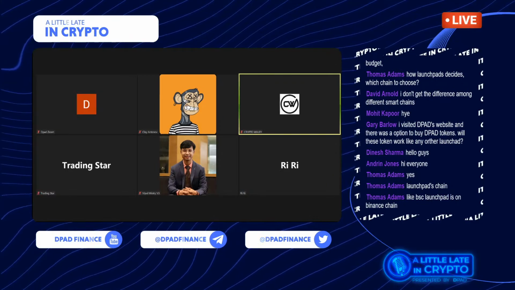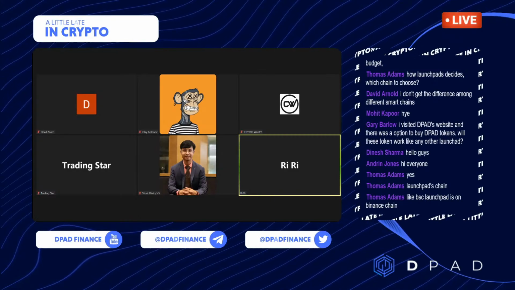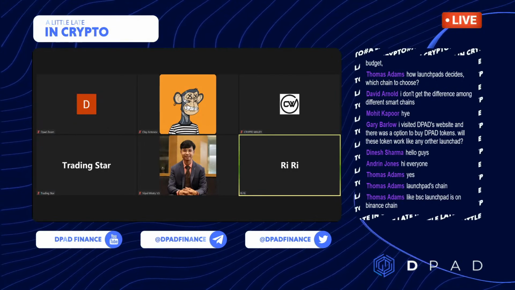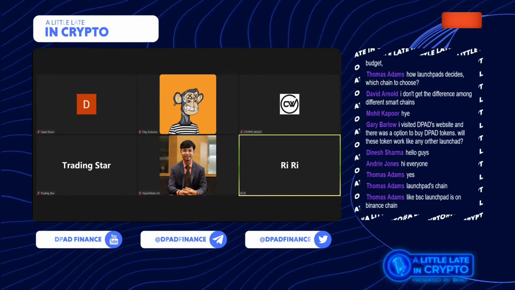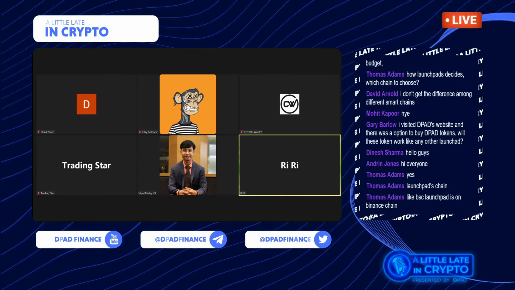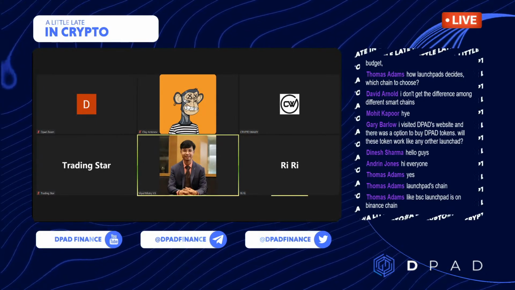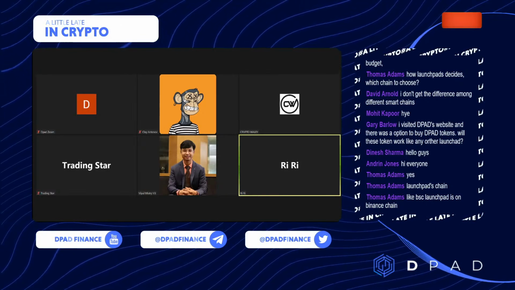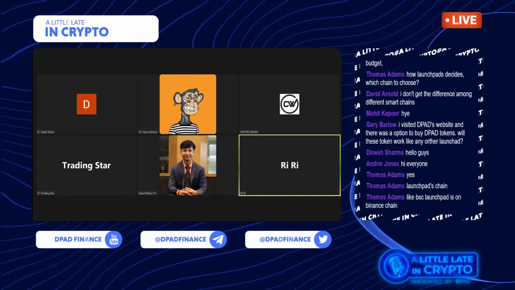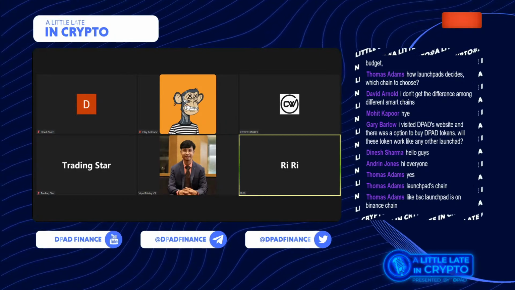Okay. I don't get the difference among the different smart chains. Can you break down the basic differences between the major smart chains or the major blockchains and the second layers? Sorry, can you please repeat? Yeah. The user writes in, I don't get the difference among the different smart chains. So the difference between the Ethereum network, the Polygon network, the Solana network, what are the major differences between them?